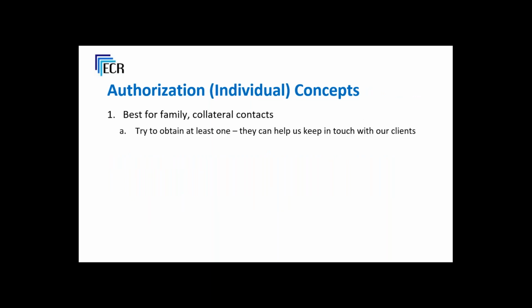Authorization, the individual, some concepts. This is best for family collateral contacts. Always try to obtain at least one. They can help us to keep in touch with our clients.